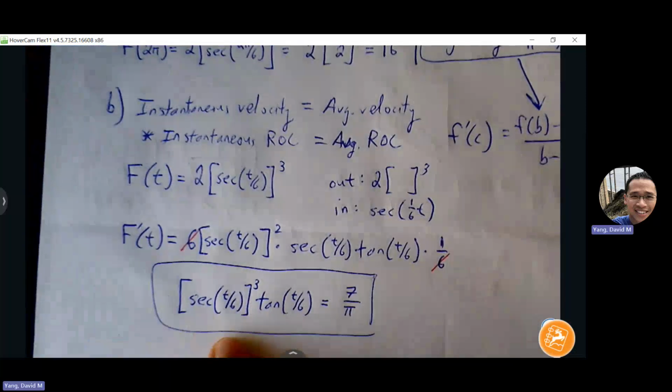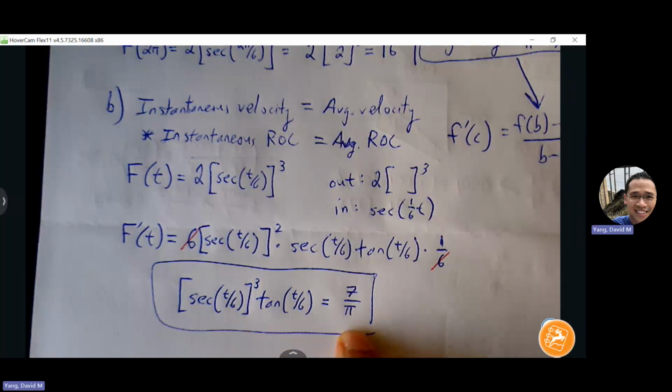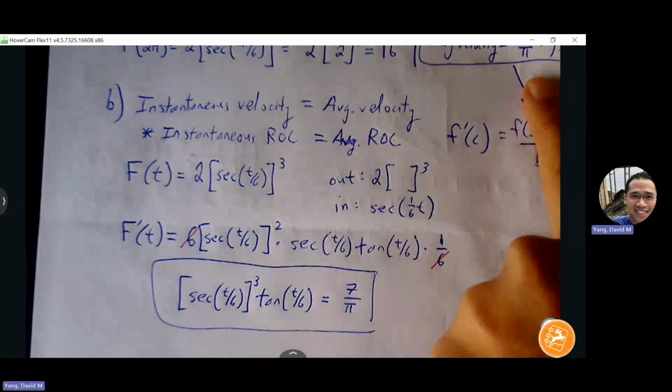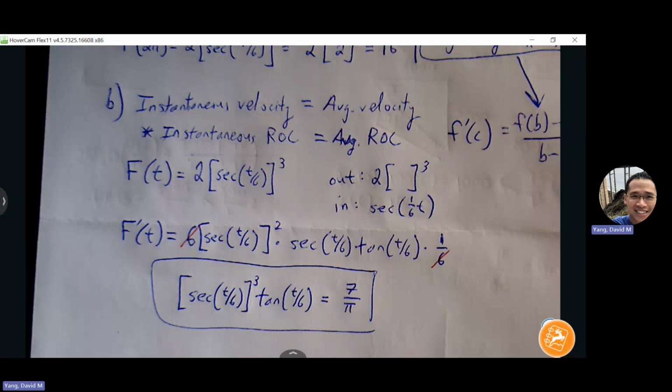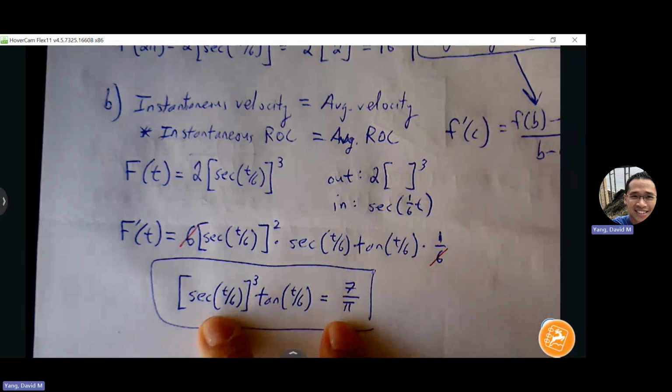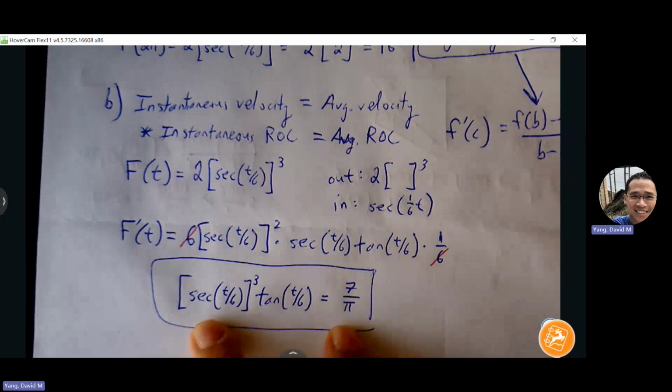Okay, so there we have it. Instantaneous rate of change, that's the derivative. Average rate of change, that's the slope between the endpoints. And then if we were to solve for t, it would be another process I'm not going to ask you to do, but this is all it's asking for, to just set it up.